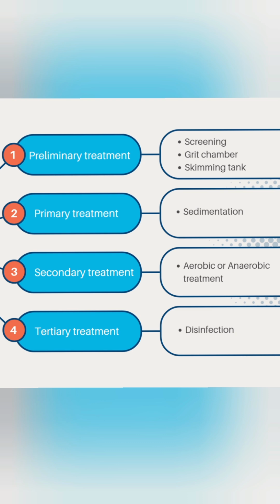Moving on to secondary treatment. Secondary treatment is usually biological. That is, it can be either aerobic or anaerobic treatment. That is, it involves bacterial treatment. It reduces BOD, that is, biochemical oxygen demand. In other words, microorganisms break down organic matter. This helps remove most of the organic pollution that comes with the sewage.